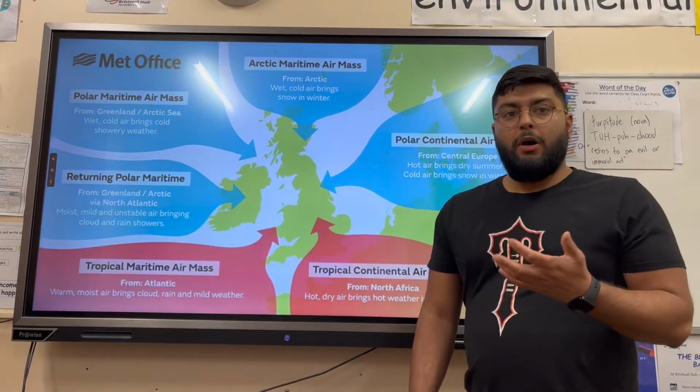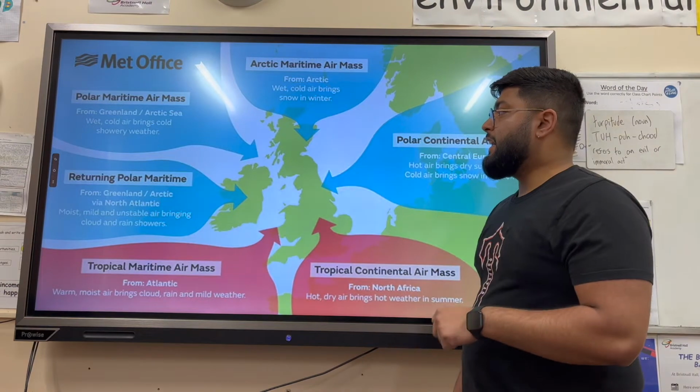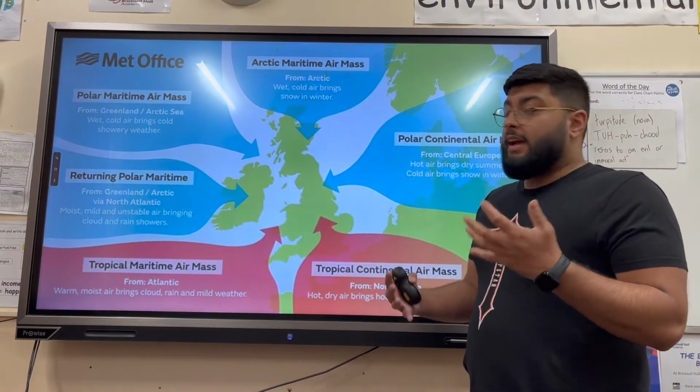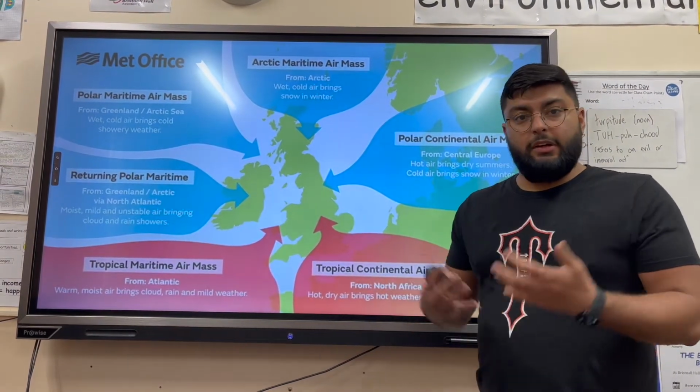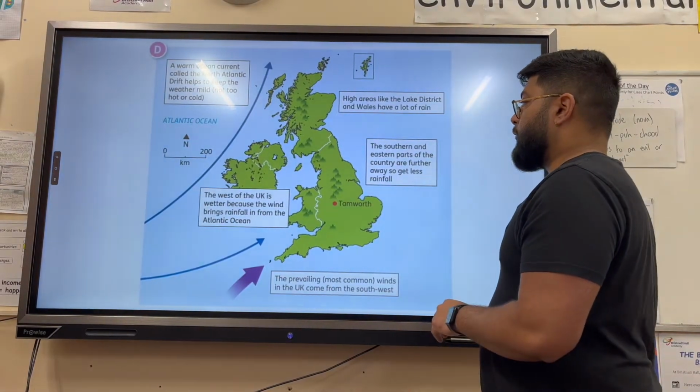Final one is the polar maritime air mass. So clues in the name: polar, cold, maritime, travels over the sea. So that's going to bring wet, cold air, and therefore going to bring showery weather, so showers of rainfall.